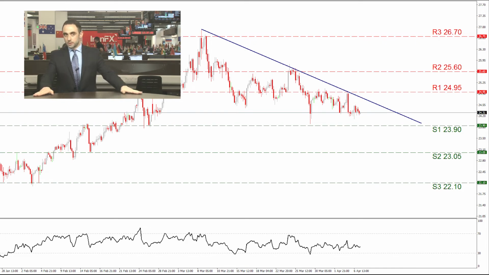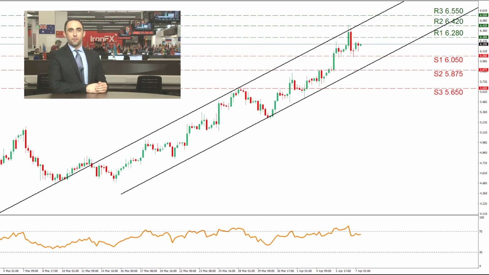In the opposite direction, the S2 23.05 line may come into play if the selling is intensified in the next sessions. The RSI indicator is currently below the 50 level, providing some evidence of a selling trend. Traders can focus on the US inflation data coming up on the 12th of April, as they can move silver's price accordingly. Finally, we have the natural gas 4-hour chart.